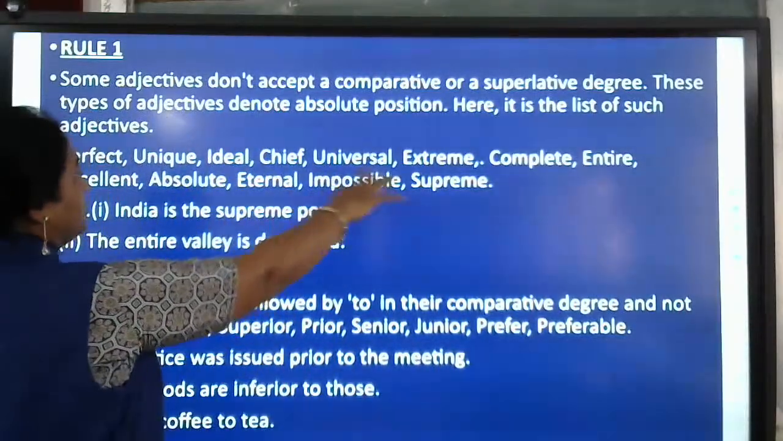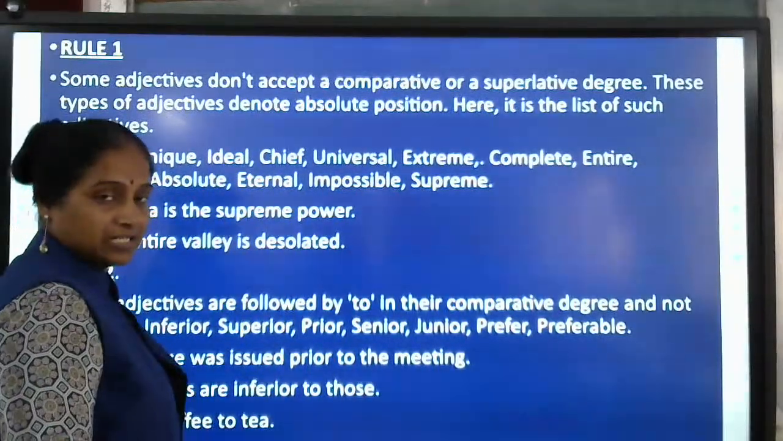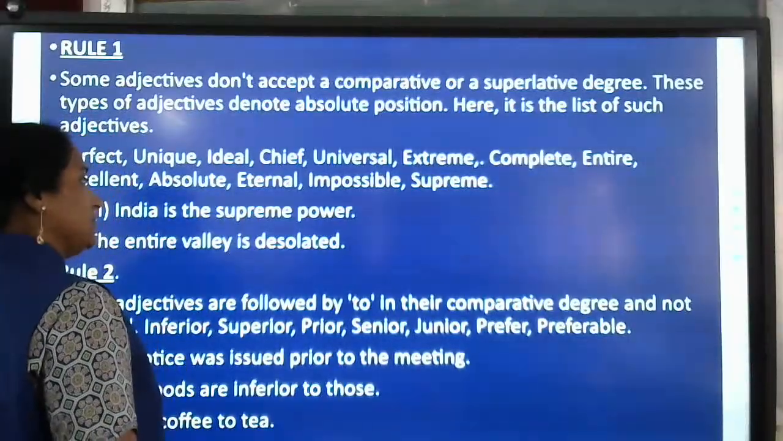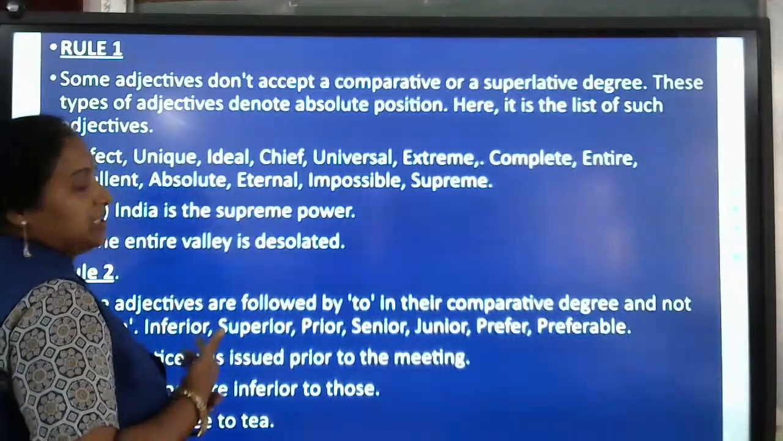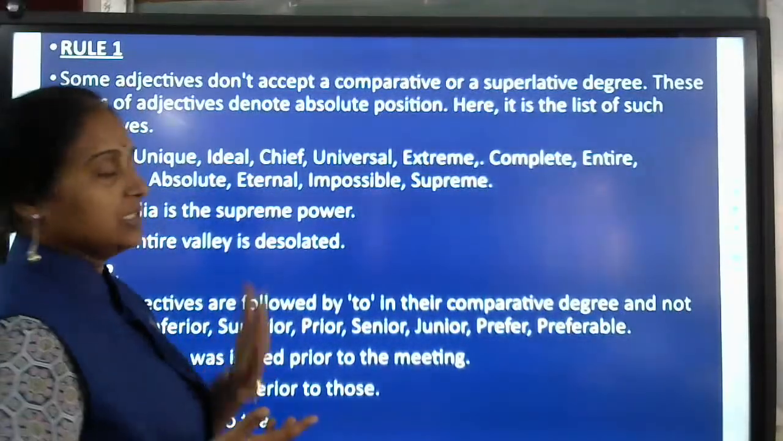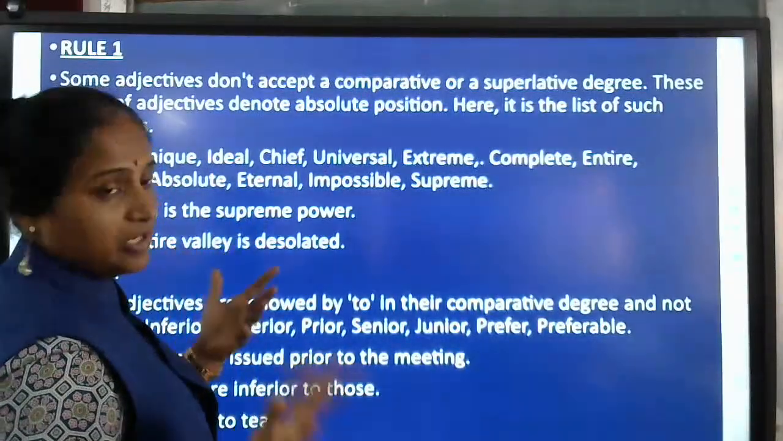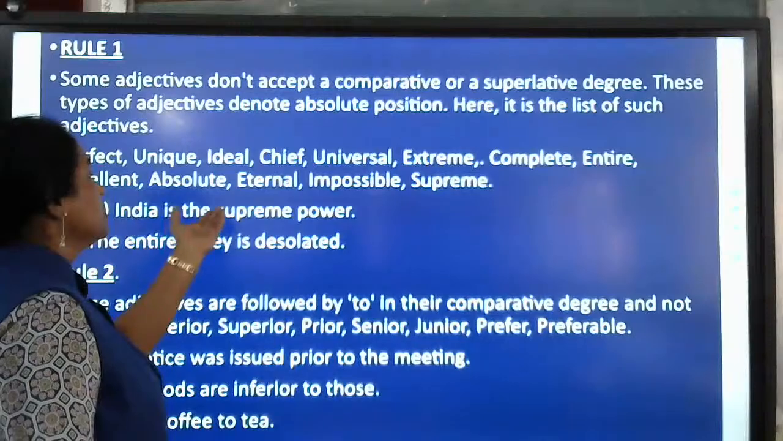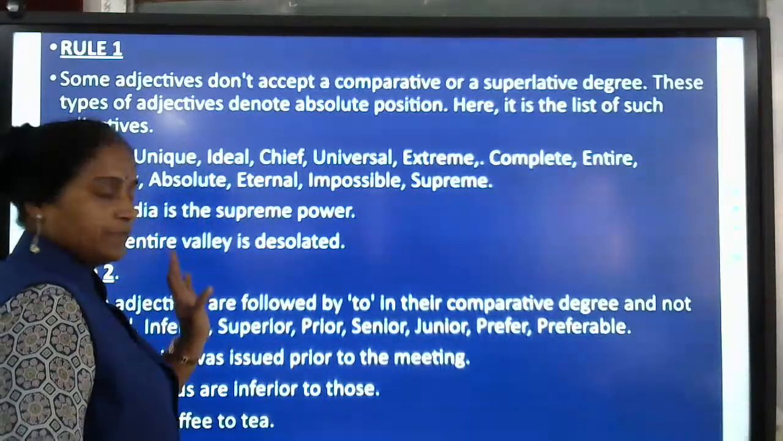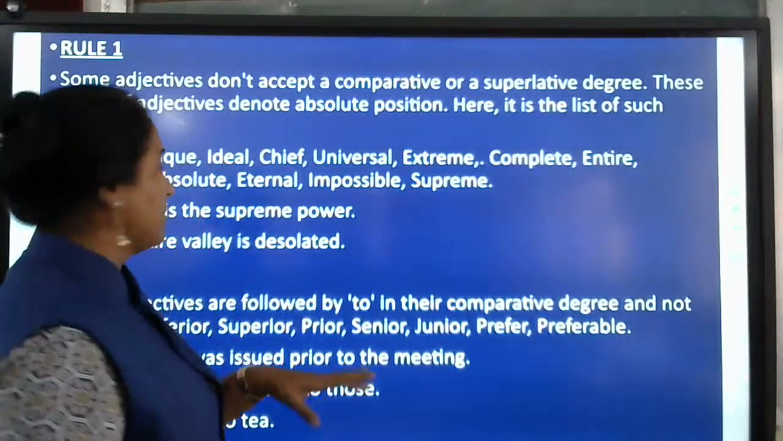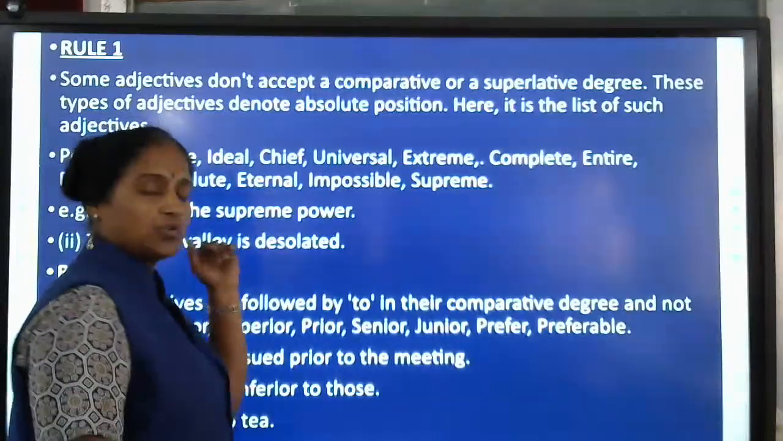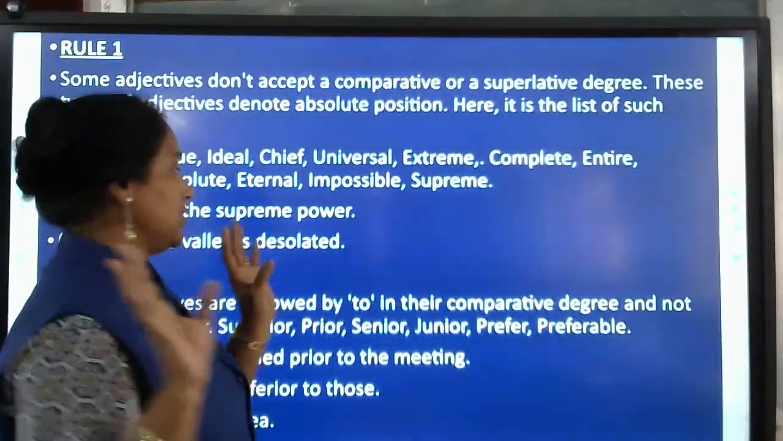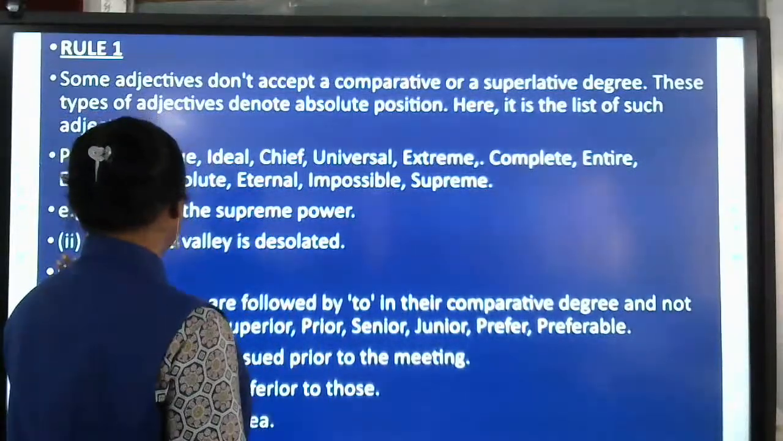So when we are using these adjectives, there is no need to make changes when the sentences are in a comparative or superlative degree. For example, India is the supreme power. The word supreme itself shows that it is in the superlative degree. Again, there won't be any change in that.